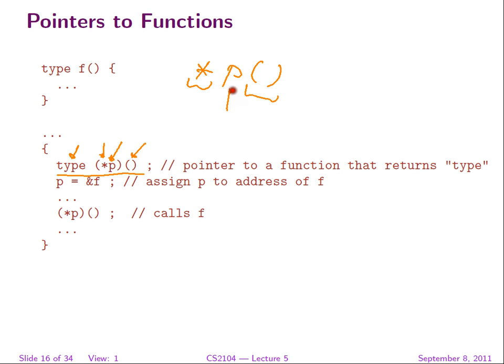So I would say that p is a function that returns a pointer. However, if I put brackets around this, then the star gets higher precedence than the brackets, and then p would be a pointer to a function that returns something. Now, p can get the address of f, and this would be the call to f. Once p has been assigned the address of a function, this would be a call, right?